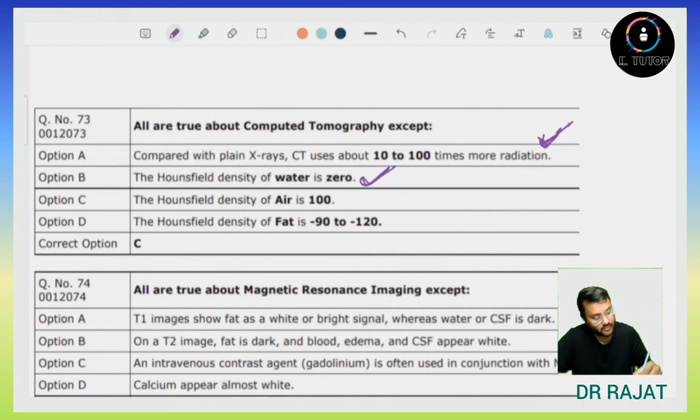No, it is 1000. Then Hounsfield density of fat is minus 90 to minus 120. This is true. So answer here will be option number C, because density of air is 1000, not 100.